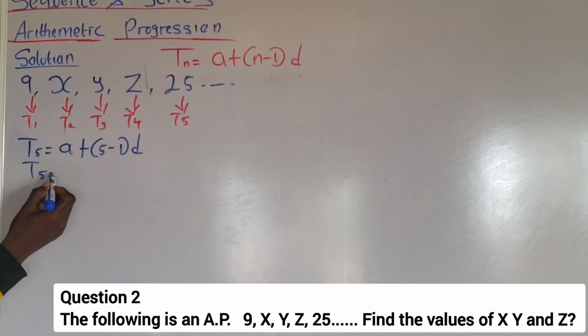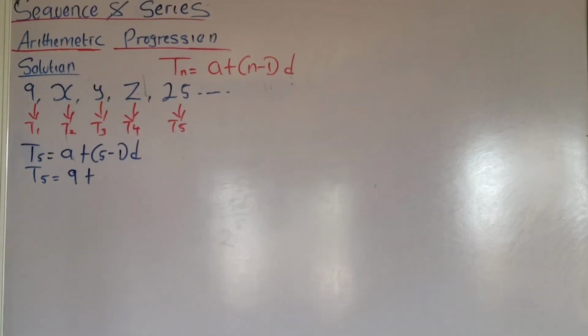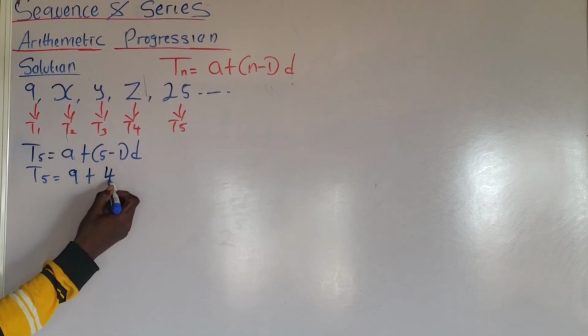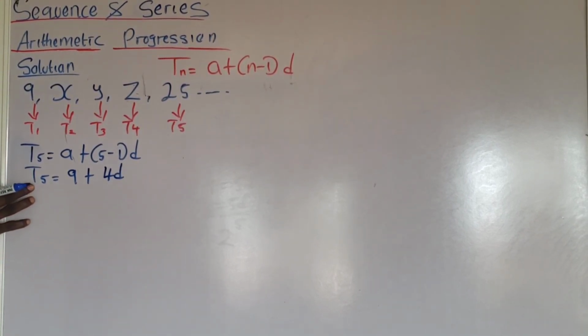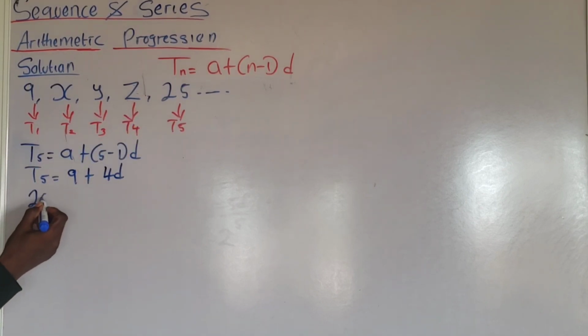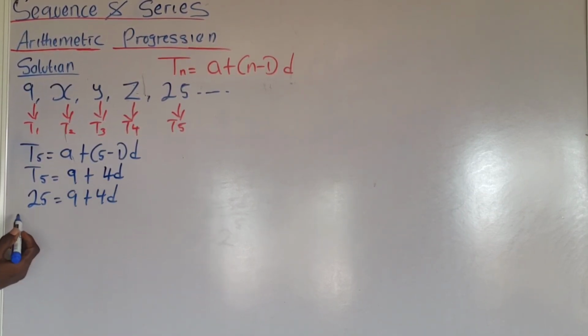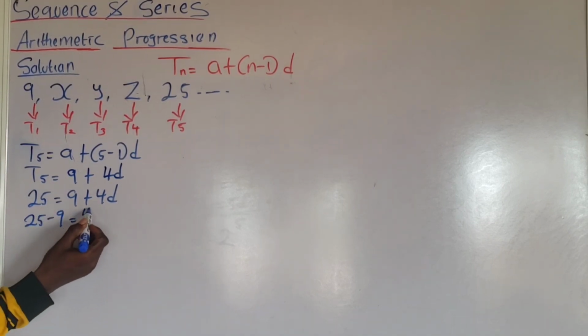So the fifth term is equal to A, which is 9, plus 5 minus 1, that is 4, so I'm going to have 4 multiplied by D. We recall that the fifth term is 25, so 25 is equal to 9 plus 4D. Now we have to collect like terms, because the goal is to determine the value of D. So 25 minus 9 is equal to 4D.